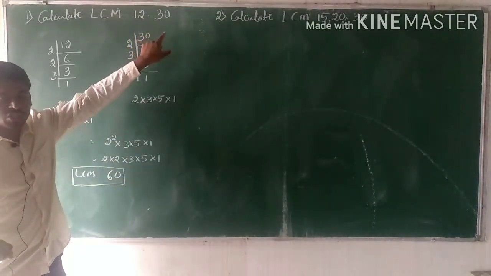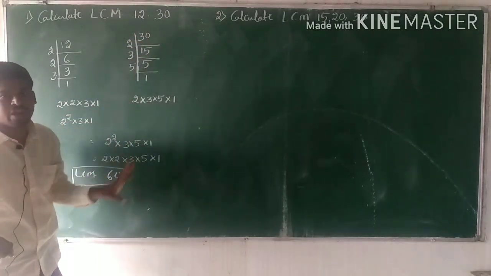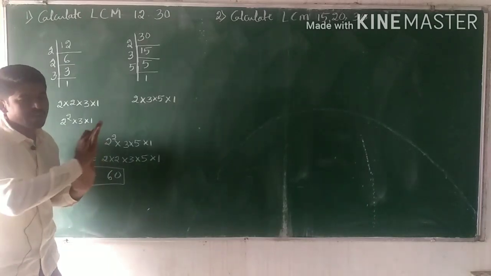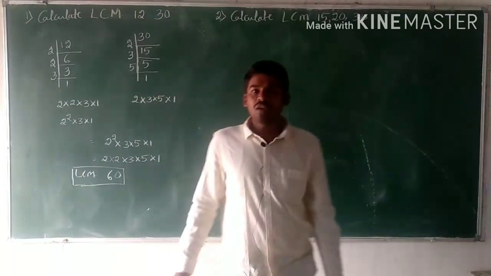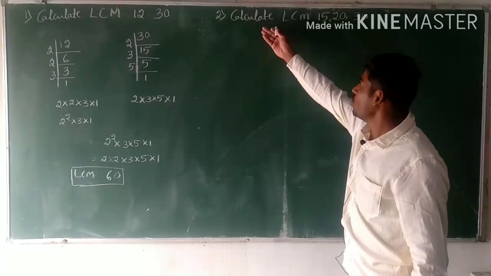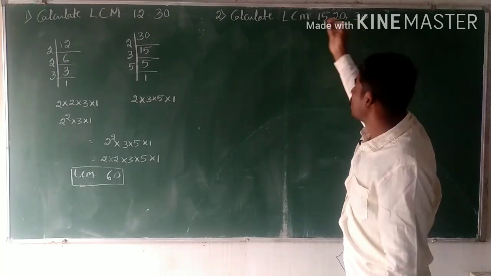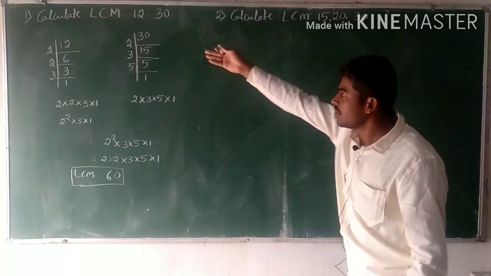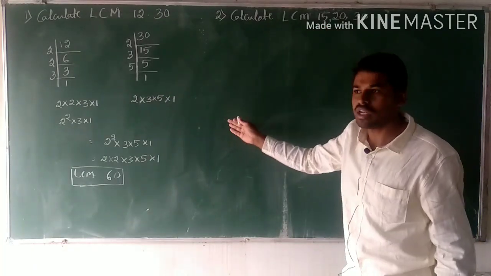Now go to the factorization method. In the factorization method, we calculate the values for individual numbers, not combined. But compared with the division method, we have to do it combined. Next, let us see the second problem. Here also we are calculating the LCM, of 15, 20 and 30. We divide individually, but at the time of calculating the LCM, we have to do it combined.